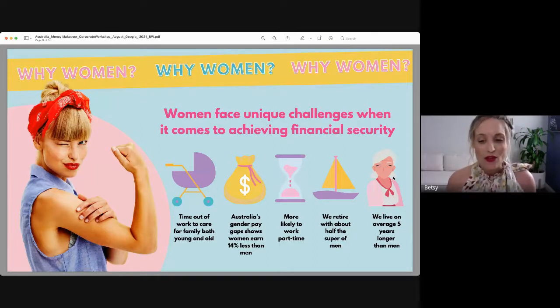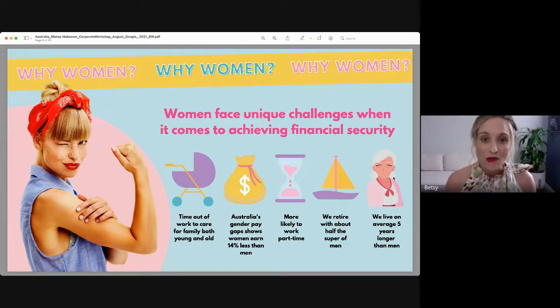But also, we face a gender pay gap, and sadly, it's still persisting at 14% despite all of our efforts. So there's that to contend with. And we're actually more likely to work part-time, often because of those caring responsibilities, which means we're not contributing as much superannuation as we could be if we were working full-time.